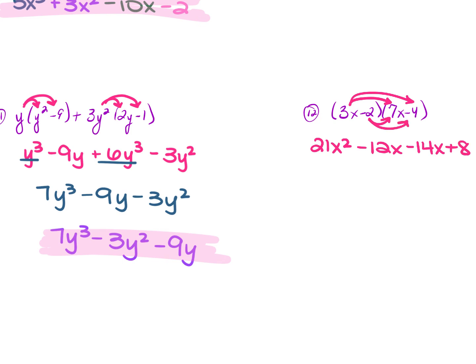You have like terms with this, with the negative 12x and the negative 14x. So combine those to give yourself 21x squared minus 26x plus 8.